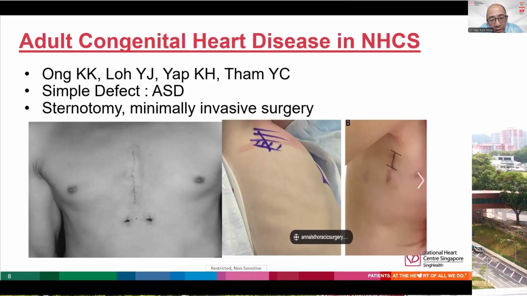Or nowadays, the new approach is that we can go through the side of the body, around the right armpit. We call it minimally invasive surgery, so the recovery can be faster too. You can go to the next slide.